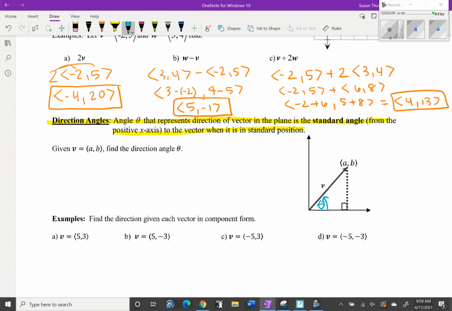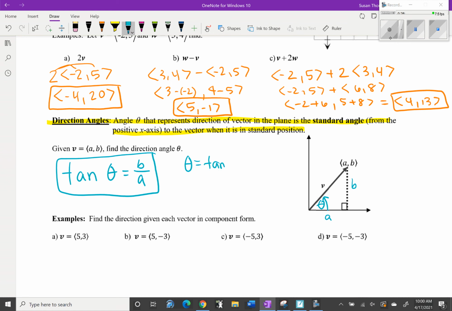And then this, of course, is a and b. So we talked about this already, that to find the direction, we can use right triangle trig and tangent since we're given the horizontal and vertical components. So the tangent of theta would be equal to b over a. That means to solve for the actual angle, we have to use inverses, because the only way to get the angle out is to do the tangent inverse of b over a.